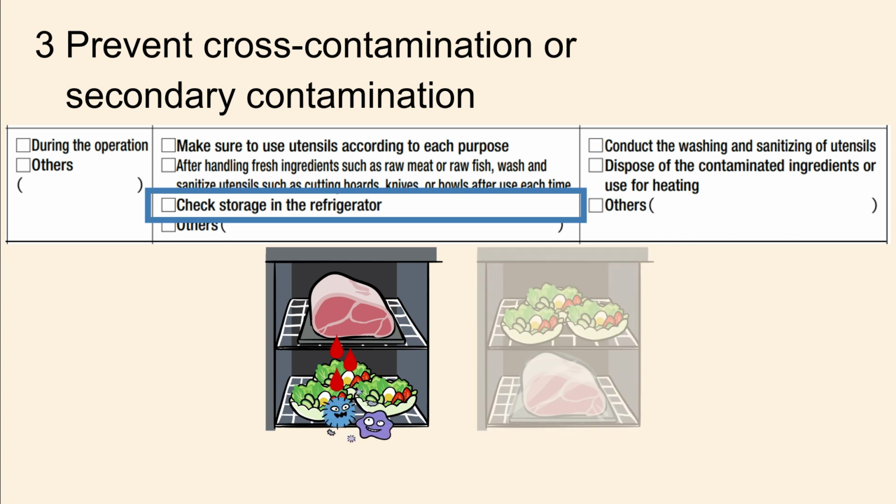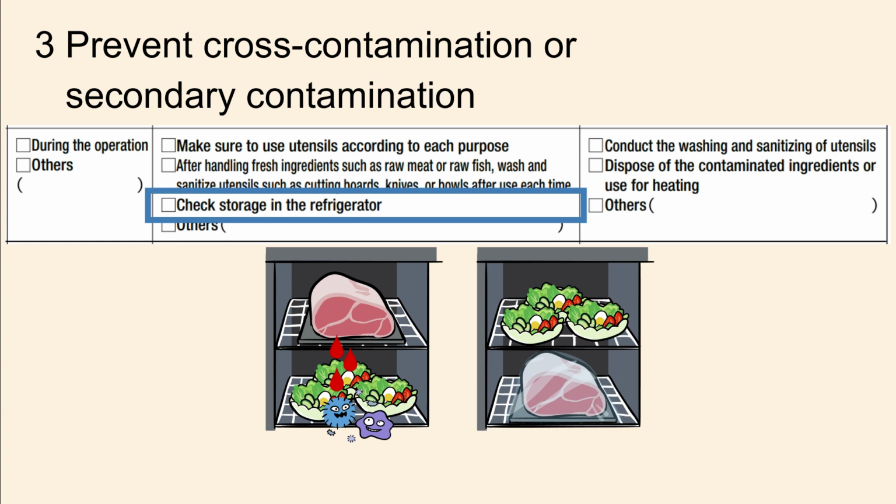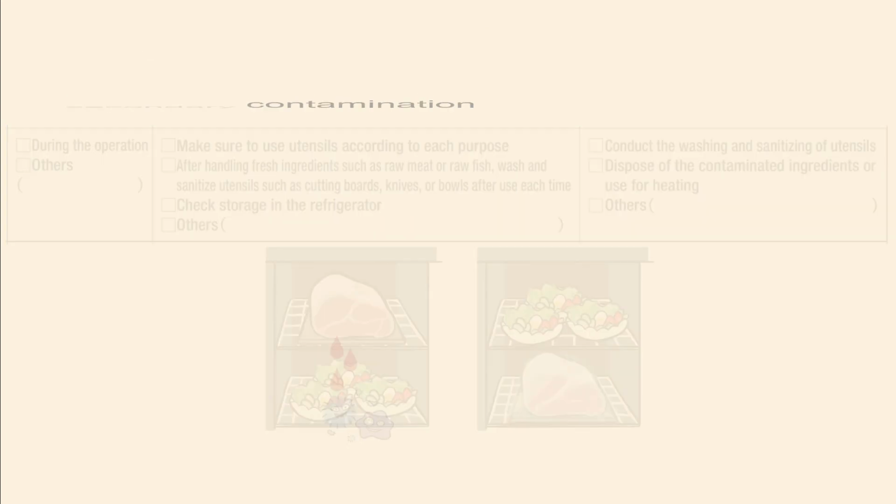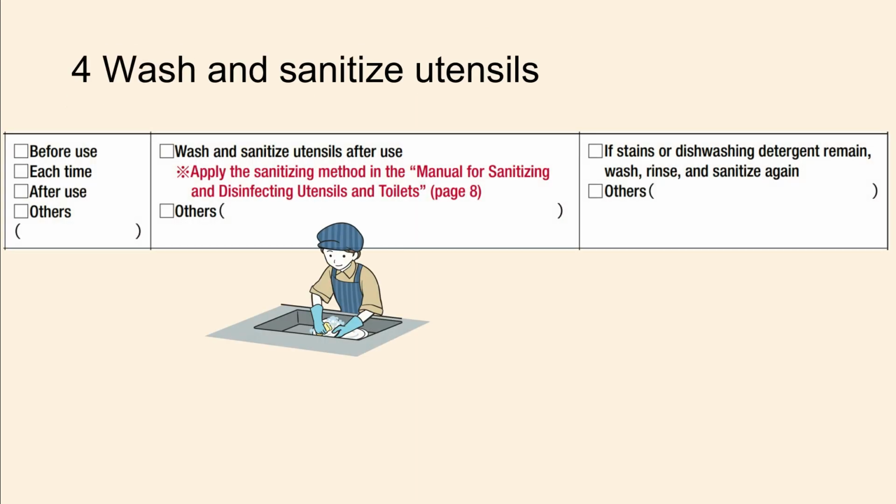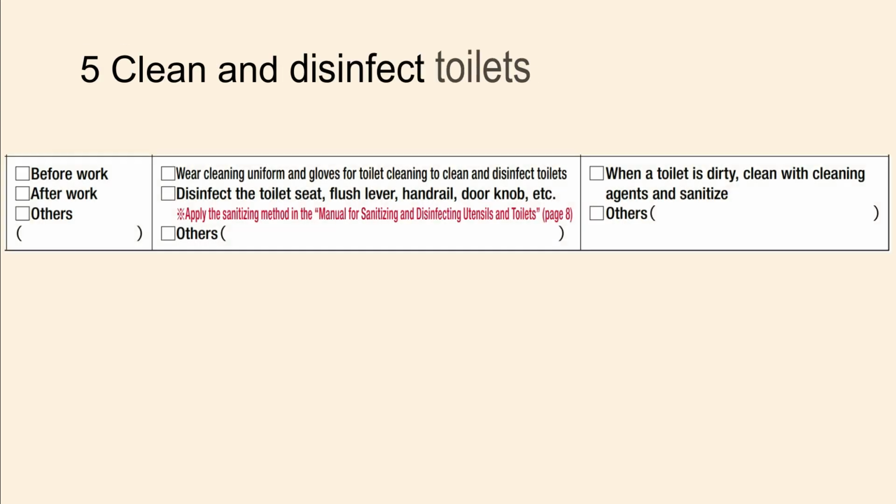So, raw meat and seafood should be stored in a container with a lid and stored in the lowest level of the refrigerator. The fourth item is wash and sanitize utensils. As before, check the boxes for when to conduct, how to conduct, and what to do when an issue is found. The fifth item is clean and disinfect toilets.